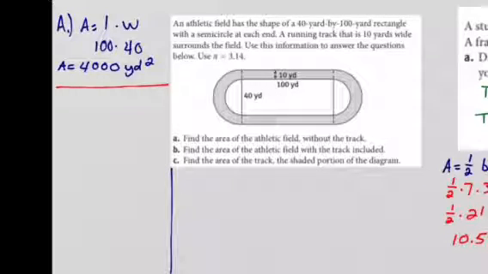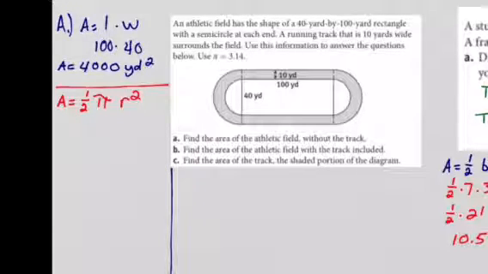The next shape we have is the two semicircles at the end. So I know I'm going to do area equals 1/2 pi r squared. So now let's look at the radius here. So we know if this is our semicircle, this 40 yards goes all the way through the semicircle. So we know that's the diameter. And if the diameter is 40, we divide that by 2 to get the radius. So 40 divided by 2 is 20.